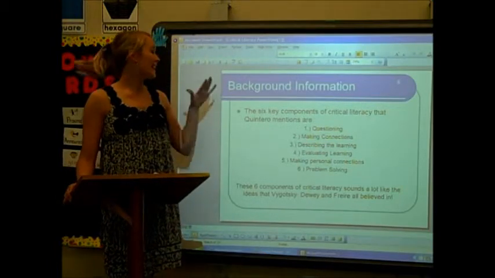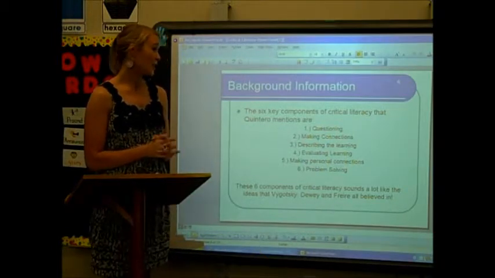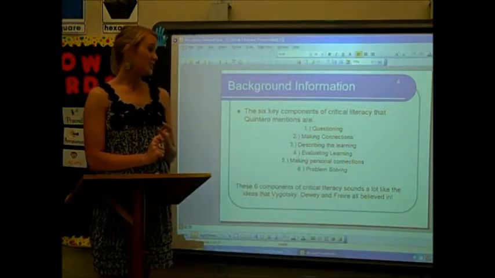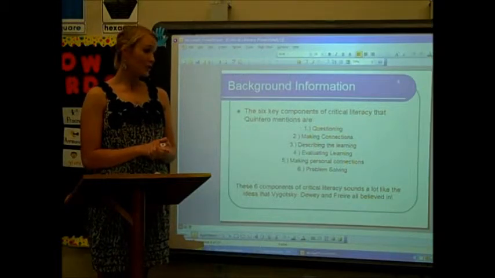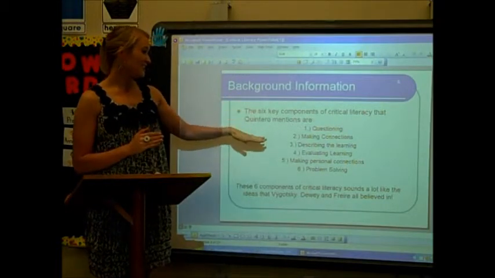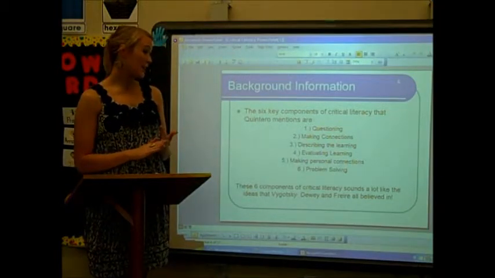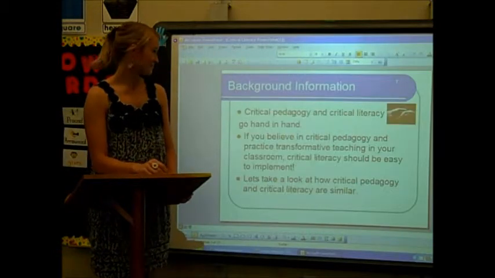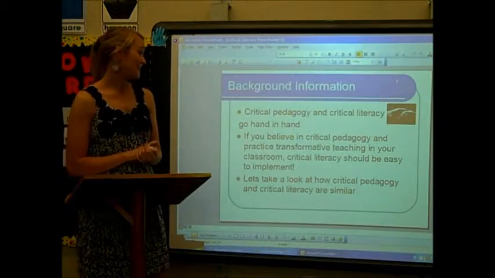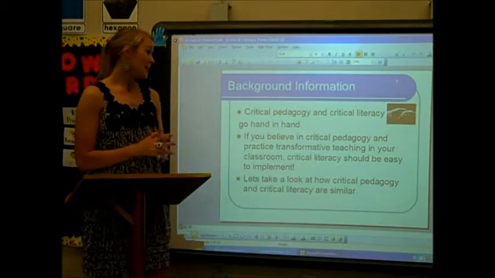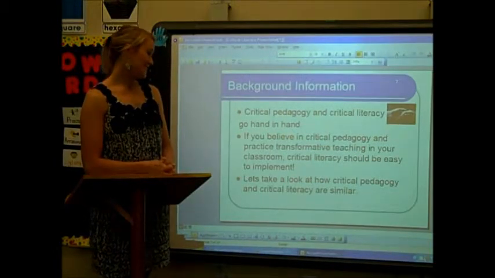So keep that in your mind and listen to the 6 key components of critical literacy that Quintero talks about. They are questioning, making connections, describing the learner, evaluating learning, making personal connections, and problem solving. These 6 components sound a lot like the ideas that Vygotsky, Dewey, and Freire all believed in. Critical literacy and critical pedagogy go hand in hand together. If you believe in critical pedagogy and practice transformative teaching in your classroom, critical literacy should be easy to implement.